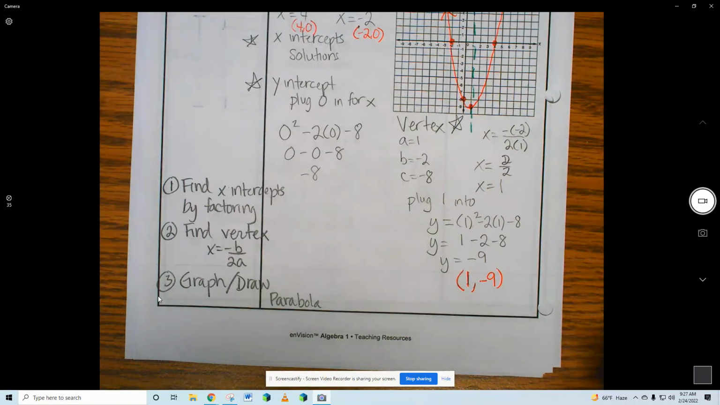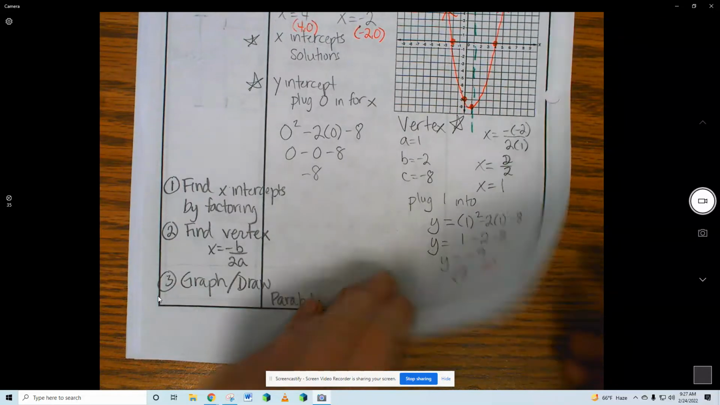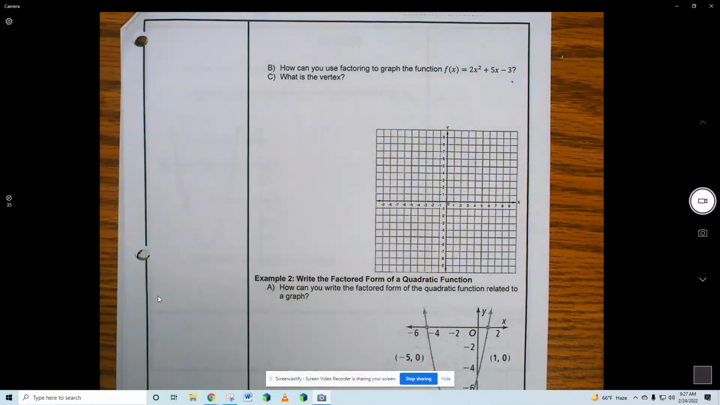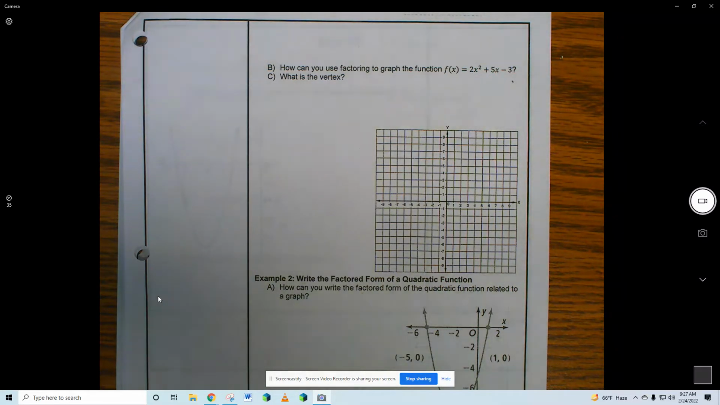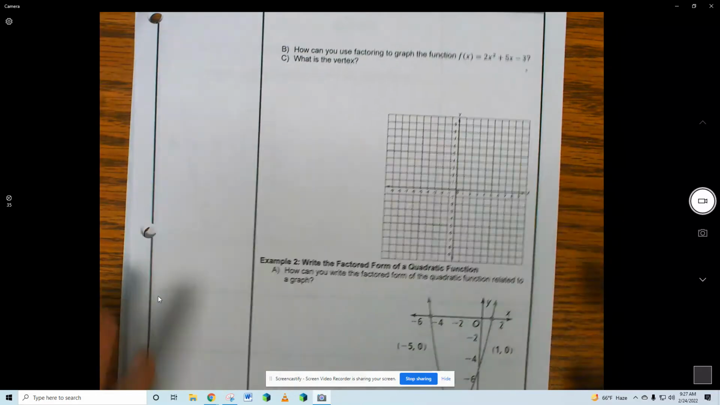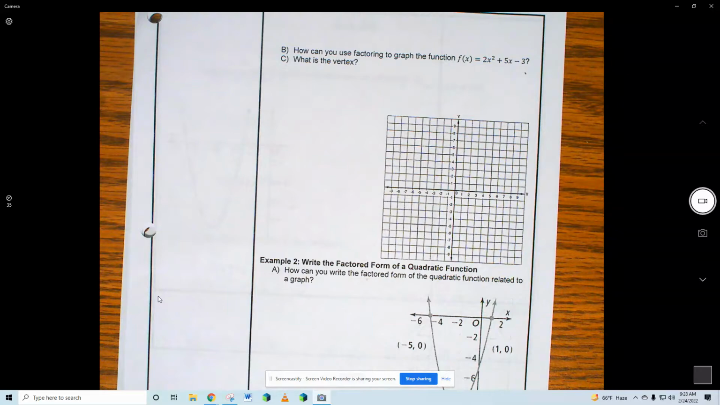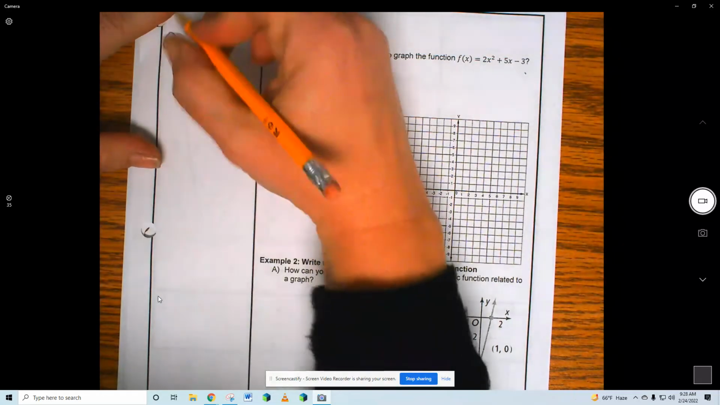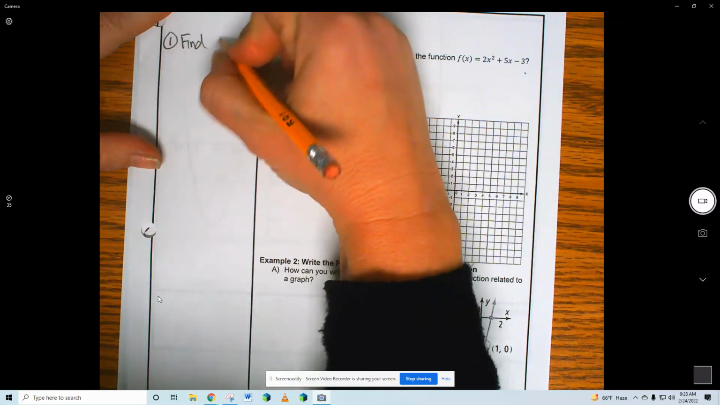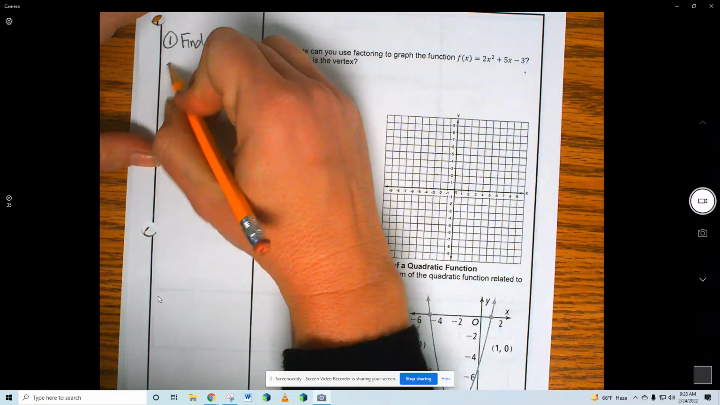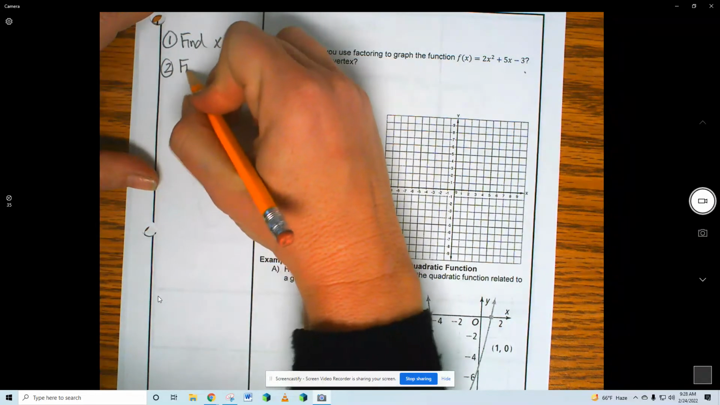All right, so this is just one example. Let's do another one: 2x squared plus 5x minus 3. And we have to find the vertex. I have 3 more examples to do. Step 1, find the x-intercepts. Step 2, find the vertex.